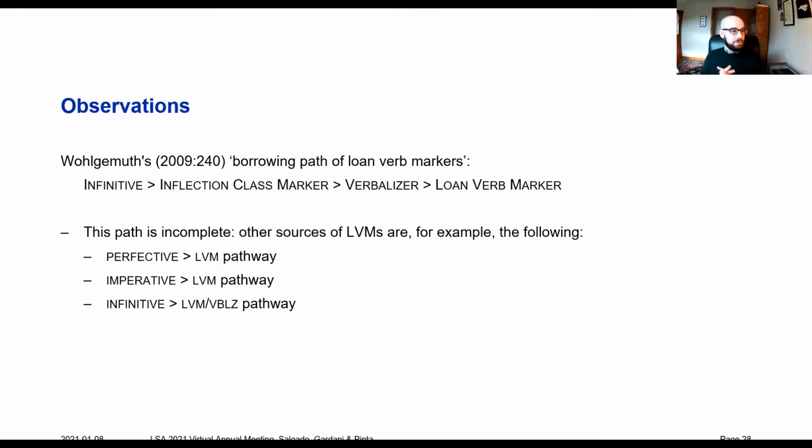So just a quick observation, Wolgemuth proposes this kind of borrowing path of loan verb markers. And Wolgemuth only analyzed cases in which loan verb markers were originally infinitival markers. And so this actually holds for his data, but we're saying that we can expand this a little bit, that there are other sources of loan verb markers as well as some of the ones that we just saw. So perfectives can turn into loan verb markers, imperatives, infinitives can become loan verb markers without the intervening steps, etc.